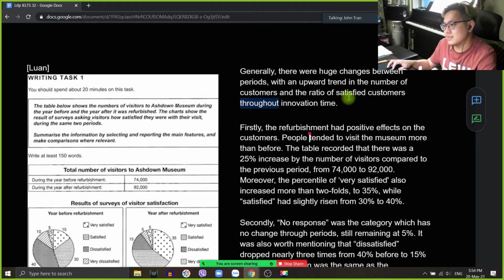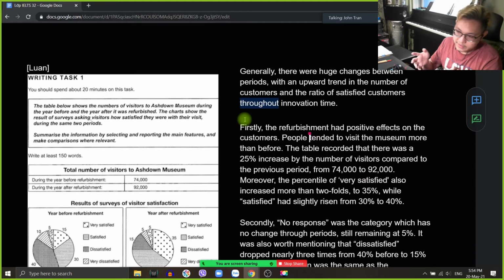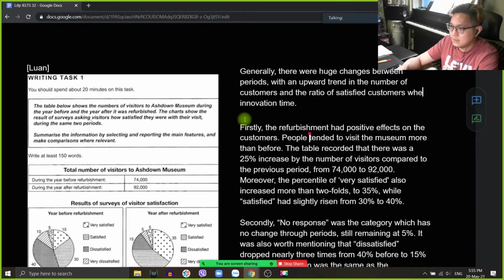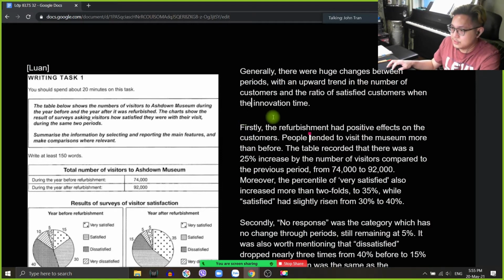I think the customers are satisfied after the renovation time, not throughout, okay? Because when you do renovation, you have to ask them to get out. Nobody is allowed inside when the whole place is being renovated, you know? So you can just say before and after. So you can just say when the renovation is finished. When the renovation was finished.